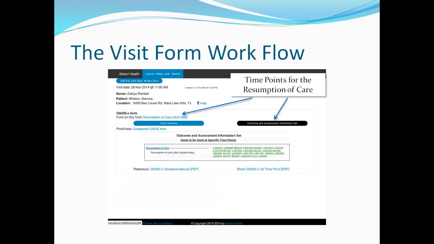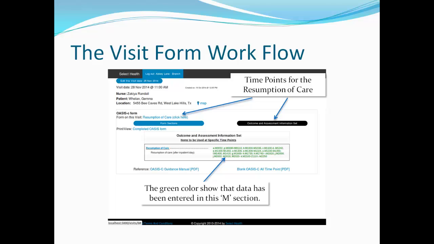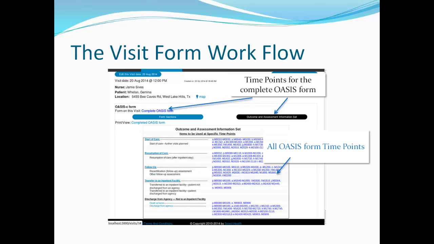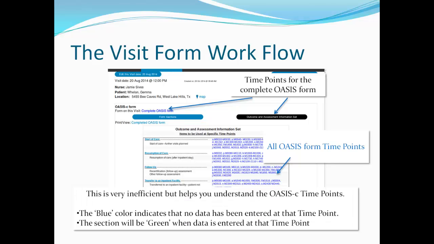If you click the OASIS assessment information set, you'll see the specific M-code data pieces that are needed. The M sections are required for the resumption of care. The green color shows that the data has been entered. Now just to orient you to the Form M data, this screen shows the complete OASIS form. This is very inefficient, but it helps you see all the data for the OASIS-C time points.